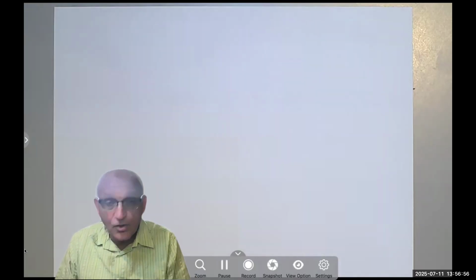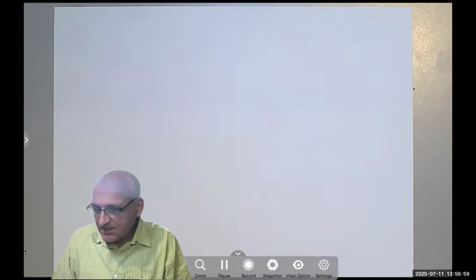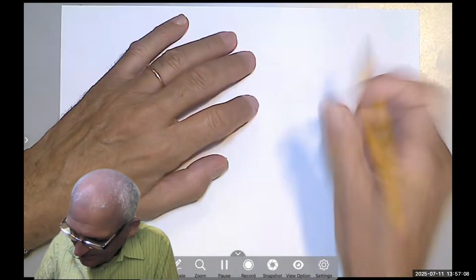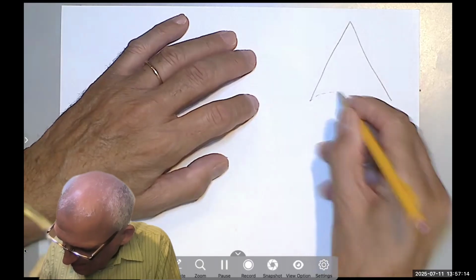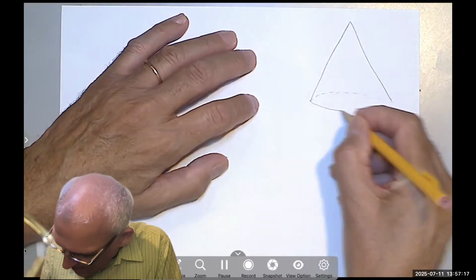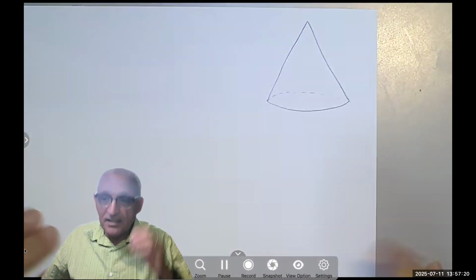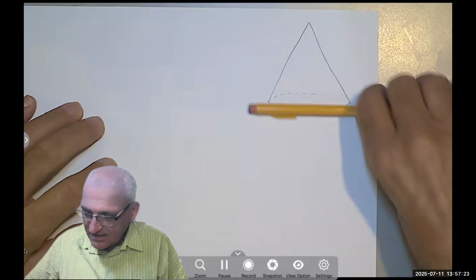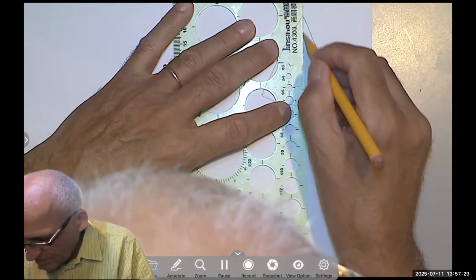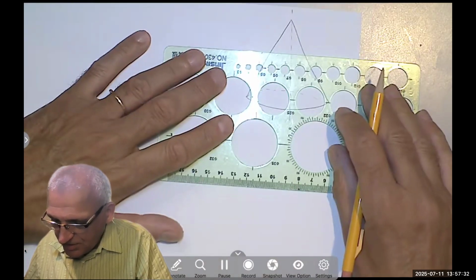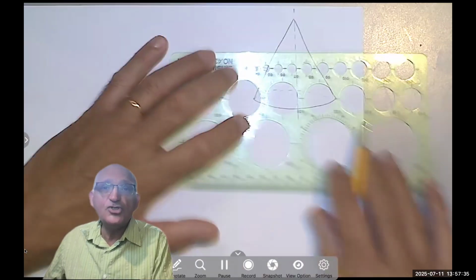Hello, everyone. Today, I'm going to start discussing conic sections. The word conic section comes from the fact that if you draw a cone, let's do one quickly, a cone would look something like that. And you cut it by a section that is perpendicular to the axis of the cone. Here is the axis of the cone. And if you take a cut like that, it will show you a circle.